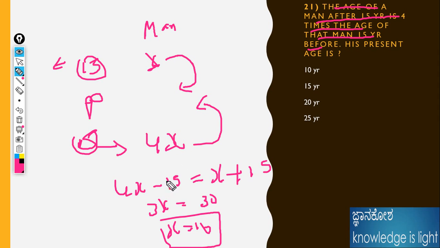Understand? You can evaluate the x value from this one or this one, and the answer should be the same. See, 10 plus 15 is 25, and 4x minus 15 is 4 times 10, which is 40, and 40 minus 15 is 25. That is also the same. We need to analyze the problem carefully, what the question is asking.